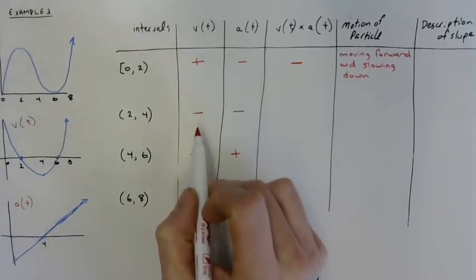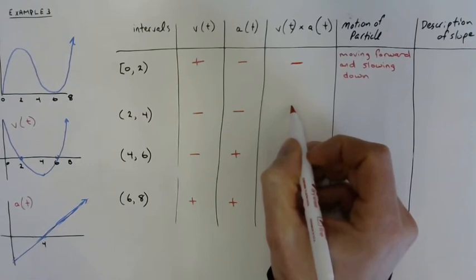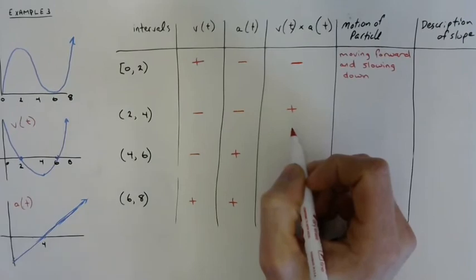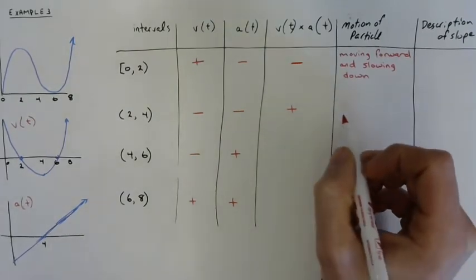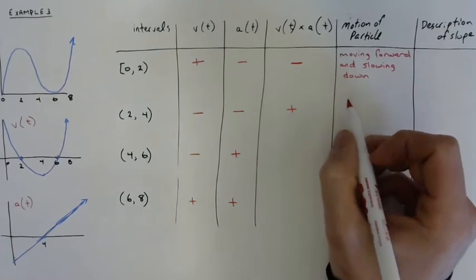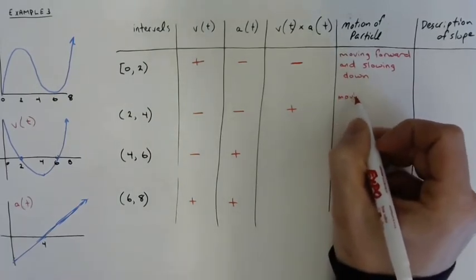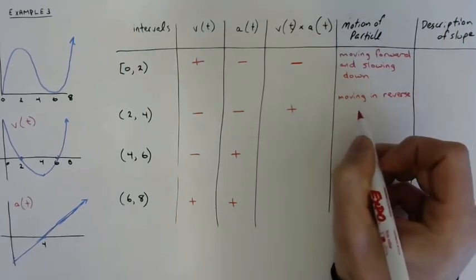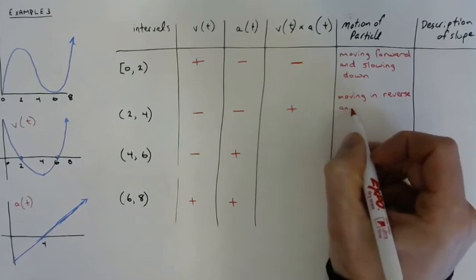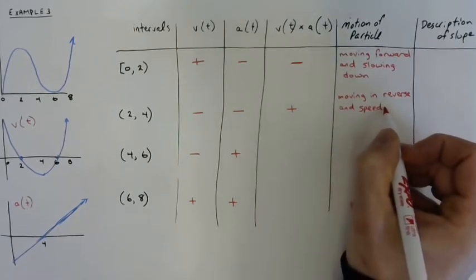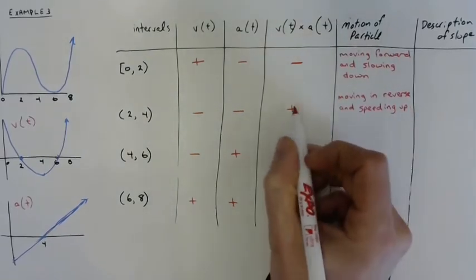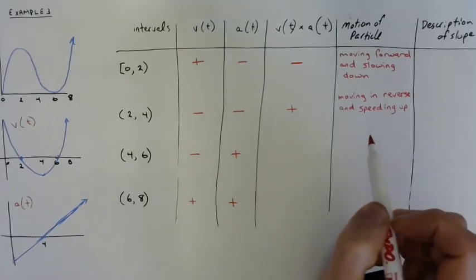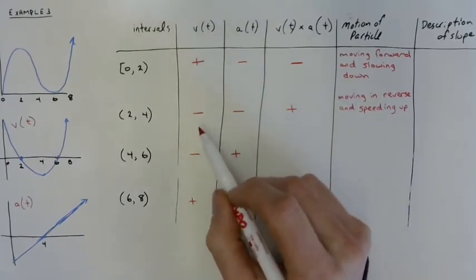All right, what about this one? If the product of the velocity and acceleration is positive, then that means it's being pushed in the same direction that it's already going. So this is moving backward, or moving in reverse, and it's speeding up. So anytime we have a positive product of the two signs, we're going to end up speeding up. Whether it's forward or backward will be determined by the velocity.